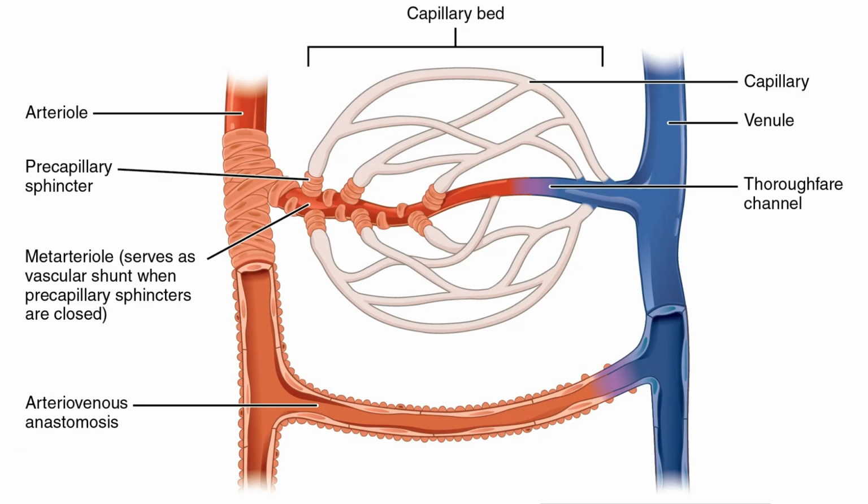Another way that blood can be shunted away from capillary beds from particular regions is through an anastomosis. We see here an arteriovenous anastomosis, or AV anastomosis, meaning that it goes from the arterial side to the venous side. There's also arterial anastomoses, which is when a bypass grows around a blockage in an artery. We see these sorts of things especially in coronary arteries.